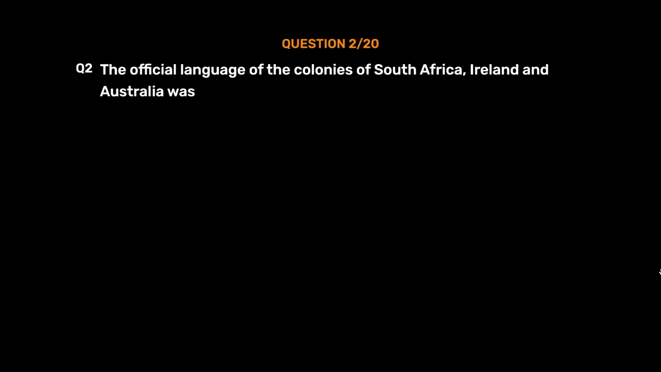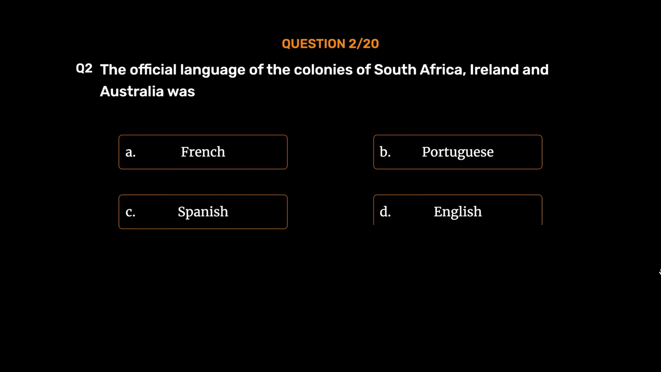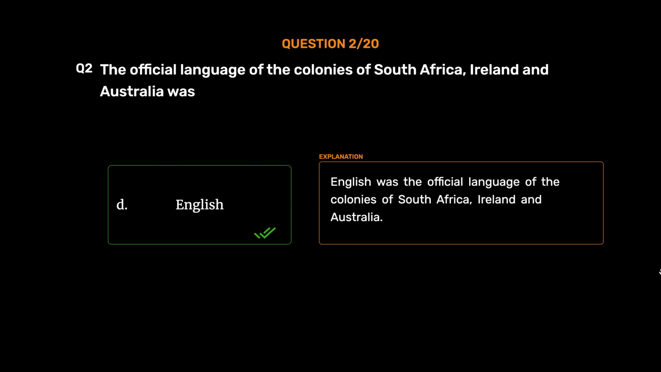Question number 2. The official language of the colonies of South Africa, Ireland and Australia was option A, French. Option B, Portuguese. Option C, Spanish. Option D, English. The correct answer is option D, English. English was the official language of the colonies of South Africa, Ireland, and Australia.